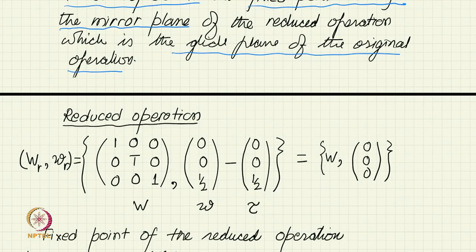So, let us do this exercise. We construct our reduced operation W r, the subscript r gives you the reduced operation. We know the linear part, which is the same for the reduced as well as for the original, we do not touch that. To make the reduced, what we do is take the translation part of the original operator and from that subtract the translation part of our glide operation. In this case the two vectors are the same, both are 0 0 half. So, the reduced operator is having the 0 vector as its column part.